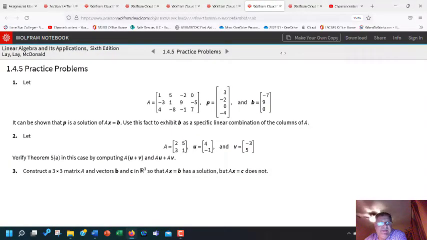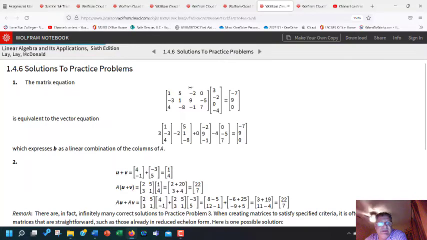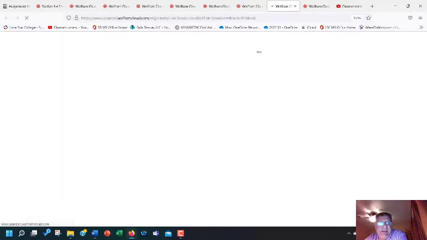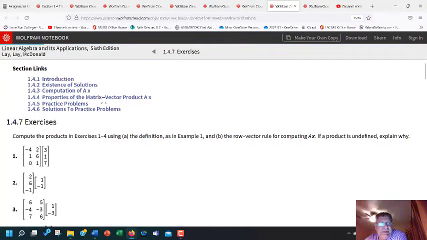So we have some practice problems in 1.4 that you can work with, and then the solutions to the practice problems again in your interactive notes, and then you can move on to the next chapter.